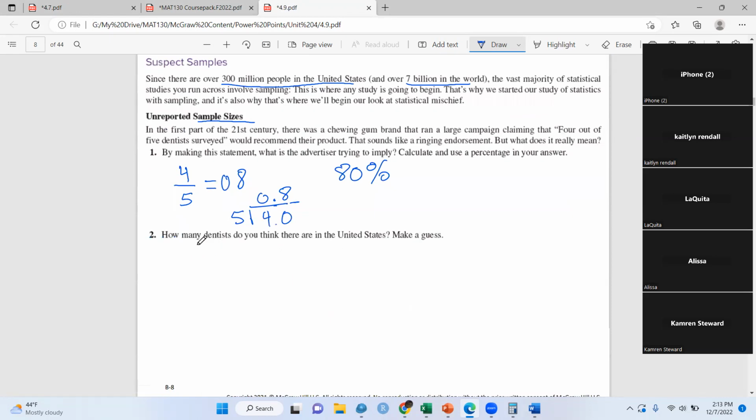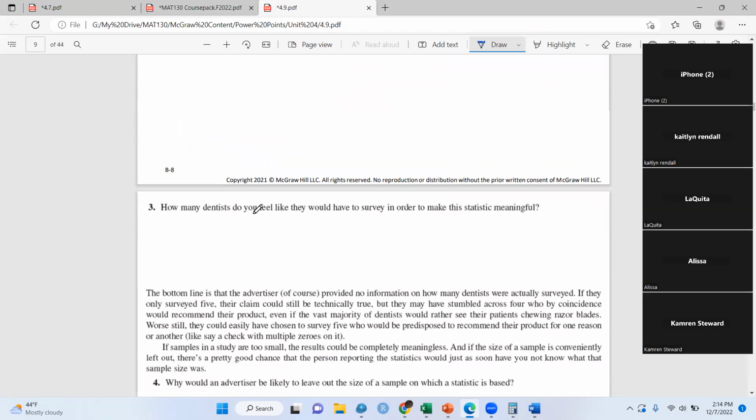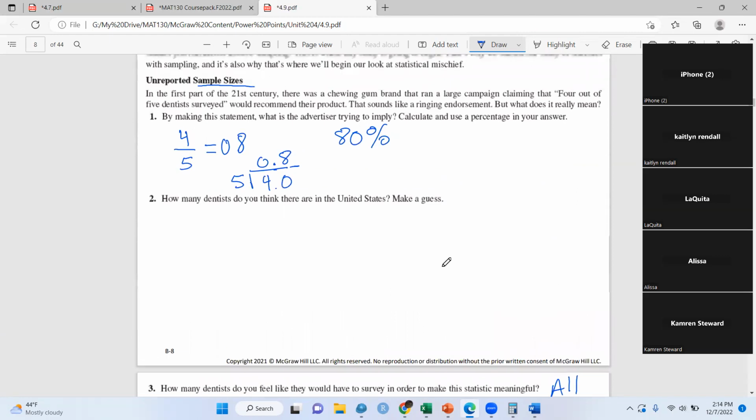Well, then the author's like, well, how many dentists are there in the US? I don't know. 50? No. I think about Jackson. There's probably 50 dentists just in Jackson. How many dentists do you feel like you'd have to survey to make this statistic meaningful? All of them, maybe. You would need a random representation of all the dentists. And also, you would need to make sure they were not dentists that were being paid for their endorsement.